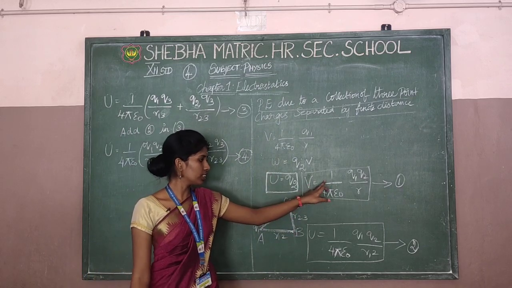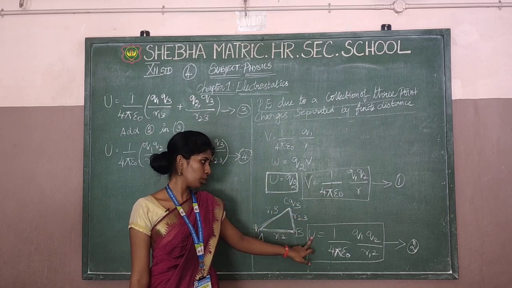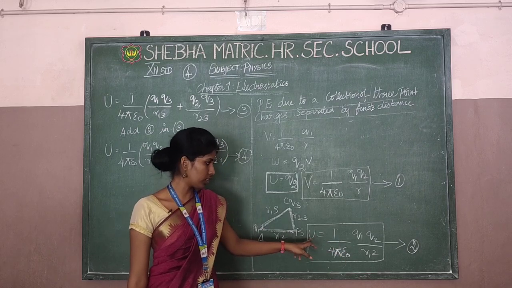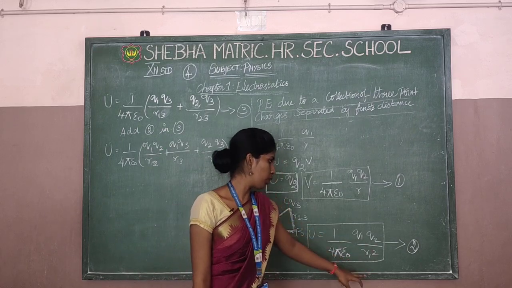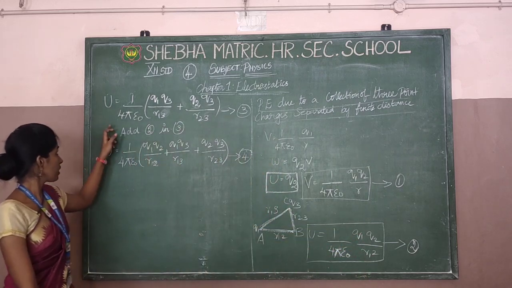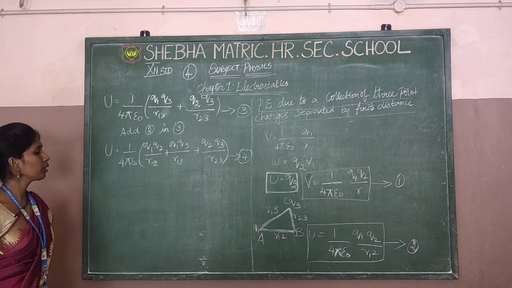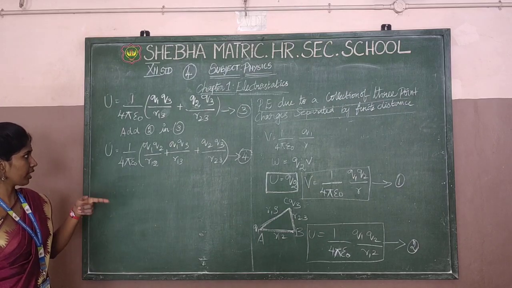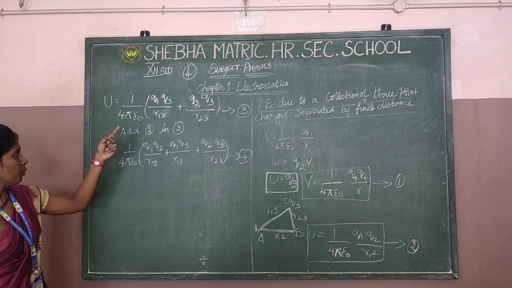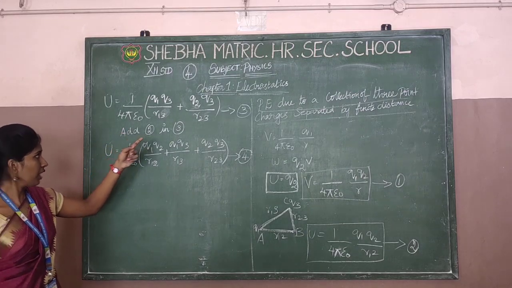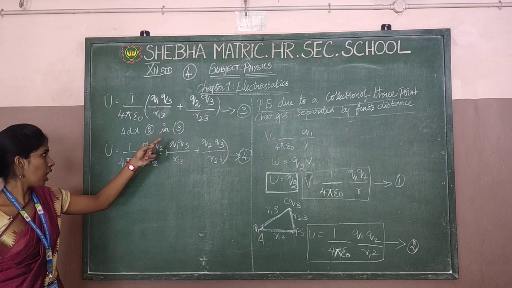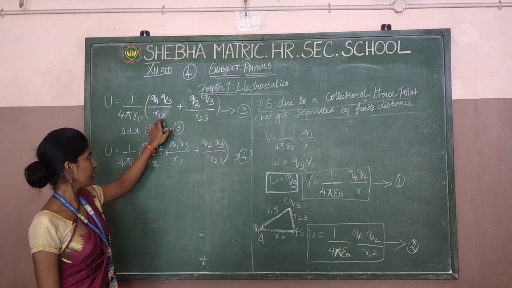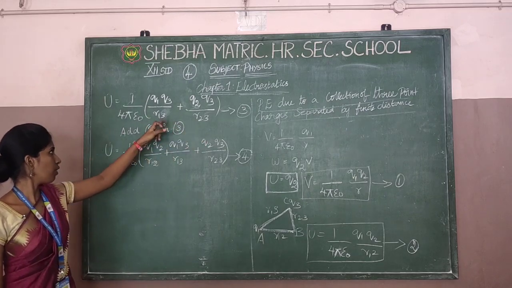So first we take U as 1 by 4 pi epsilon naught q1 q2 by r12 square, which is the second equation. Next, U is equal to 1 by 4 pi epsilon naught q1 q3 by r13, okay. Then q2 q3 by r23. Now we are going to see the distance from r13 to r23.